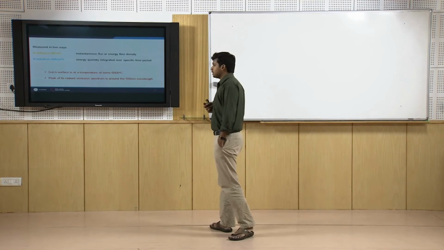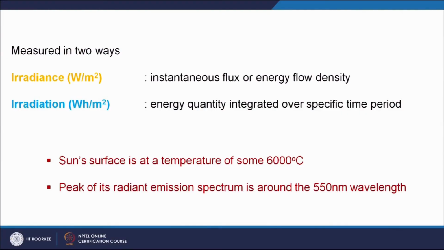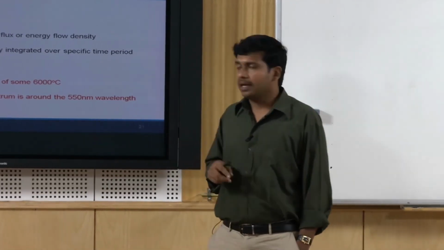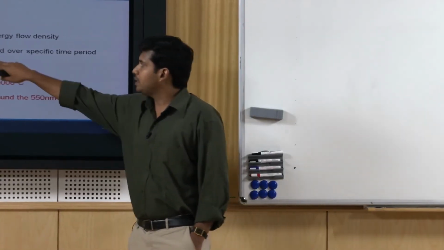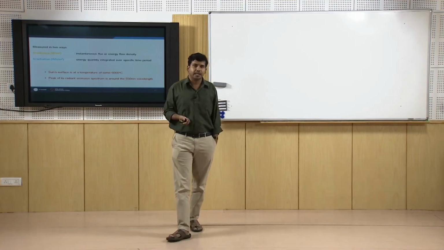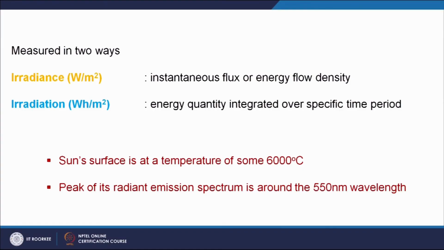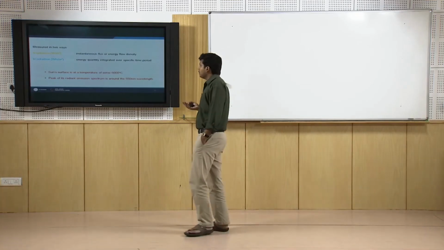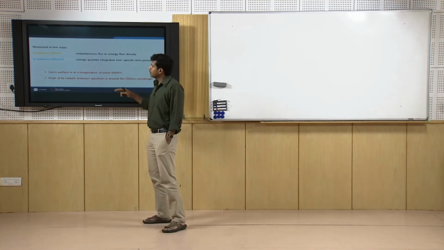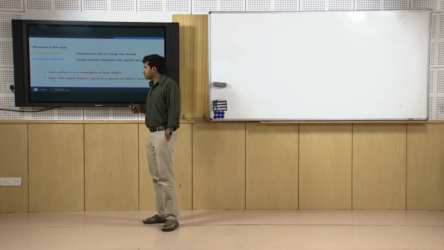We will look a little bit more in detail at solar radiation. 2 main measures are there. Number 1 is irradiance, in watts per meter square, most commonly used. It is an instantaneous flux or energy flow. Earlier it used to be called solar intensity, it is now called irradiance, in watts per square meter. It can be horizontal, it can be vertical. And number 2 is irradiation, which means the energy quantity integrated over a specific time. It can be per day, per hour, per year total, or for a specific season. It is measured in watt hour per meter square.